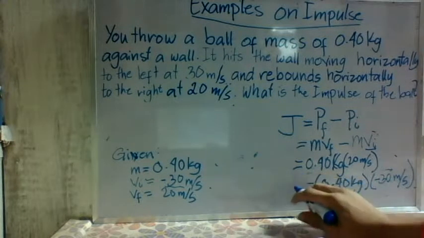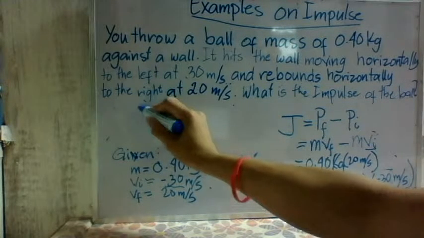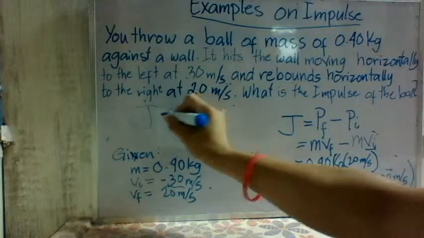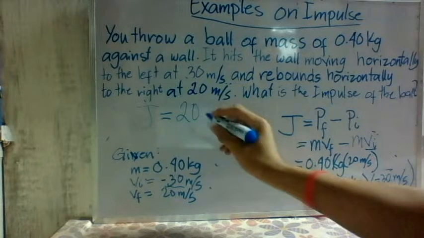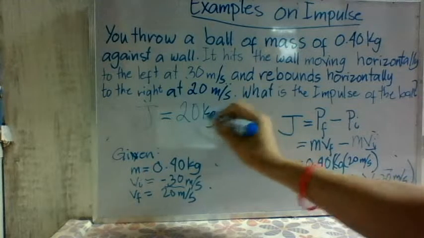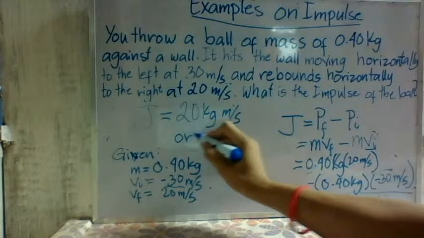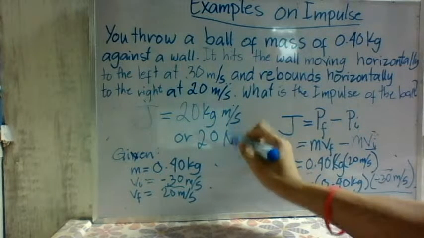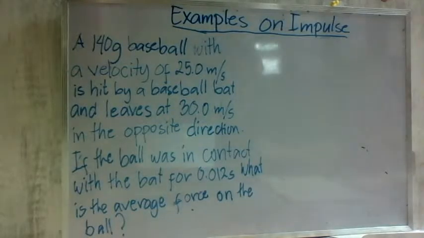So multiply, use calculator. So atong impulse karon is equal to 20 kilogram meter per second or 20 Newton second. Karon, unsaon nato pag-solve kung given ta og velocity, mass, ug change in time, ug atong pangitaon kay ang force.